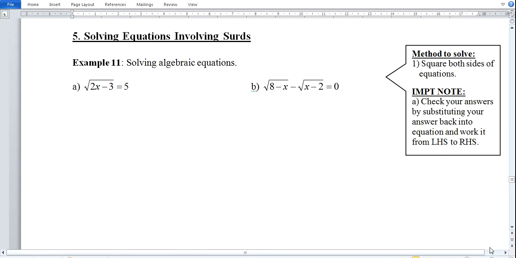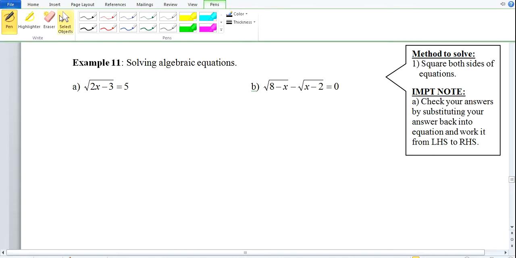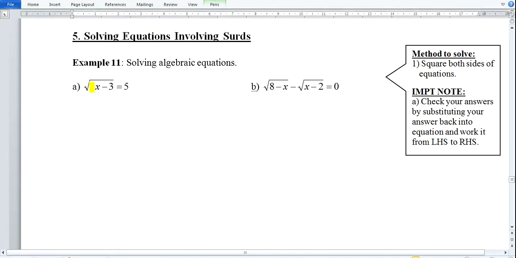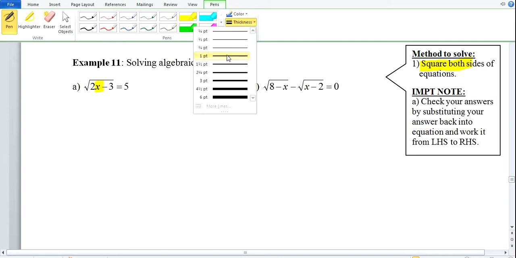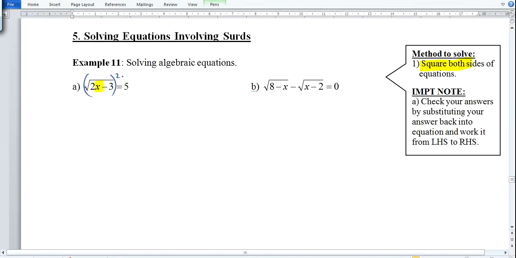If you look at example 11, question A, we want to solve, meaning we want to get x, but x is actually stuck in the square root. So in order for us to get x, the idea here is to square both sides so that we can get rid of the square root. If I square both sides, I'm going to get 2x minus 3 equal to 25. If I add 3 on both sides, 2x will be equal to 28, and x will be equal to 14.